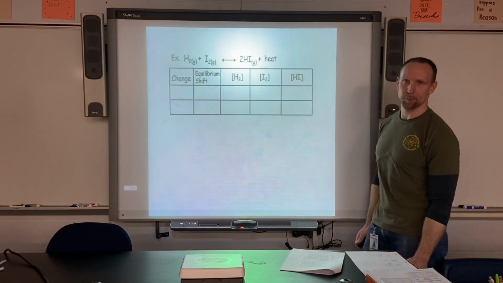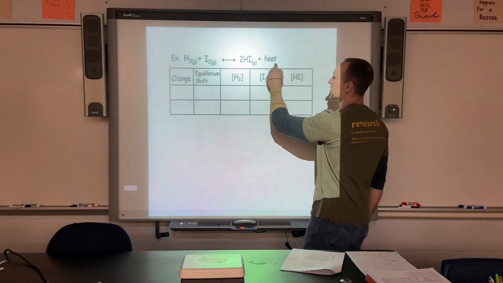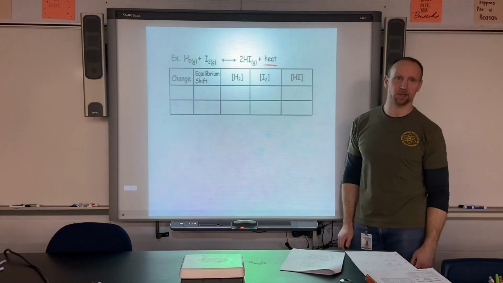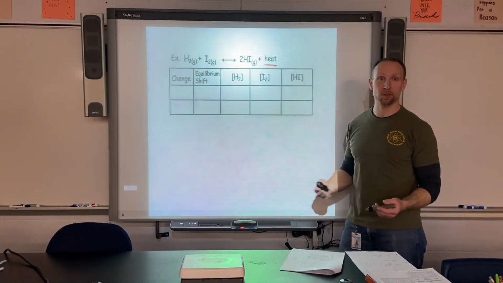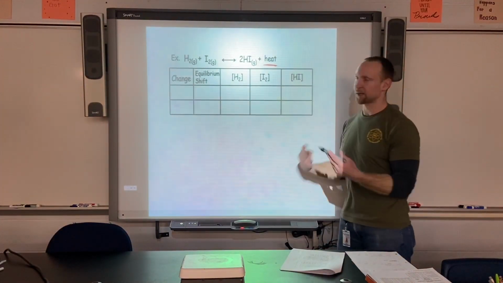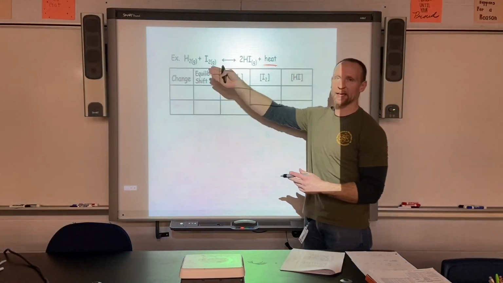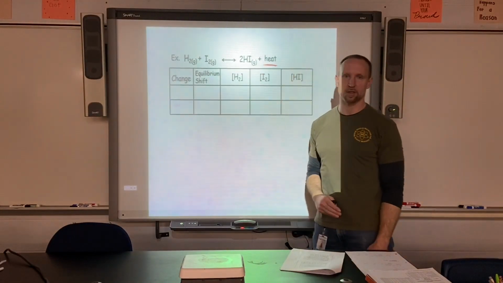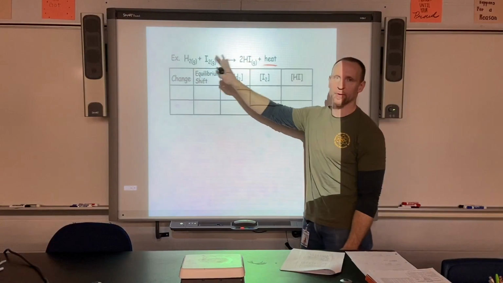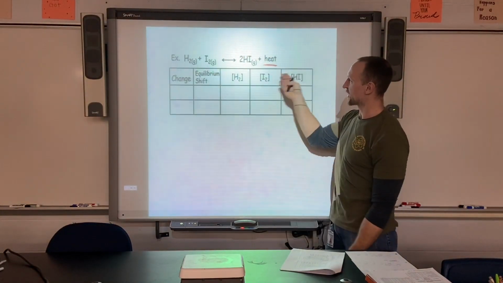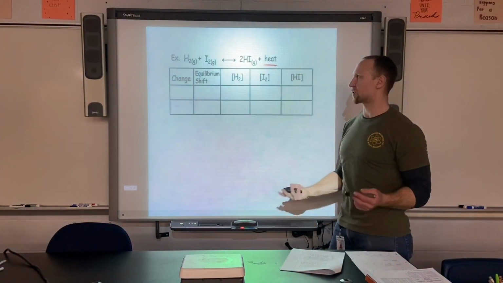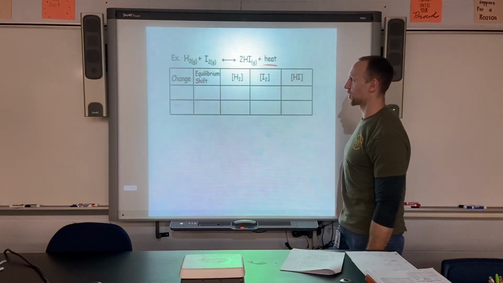So let's look at an example here. Now you'll see the energy in the reaction here. There's my heat. Sometimes they'll put numbers, kilojoules, or they'll just say heat. But treat heat just like any other substance involved in the reaction, any other reactant or product. So in this case, my heat's on the right-hand side. So just use that to help you answer what's going on here.